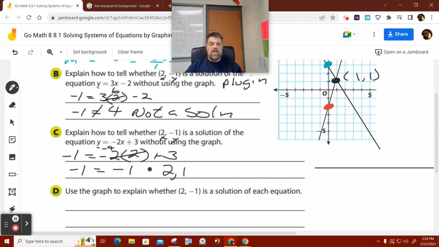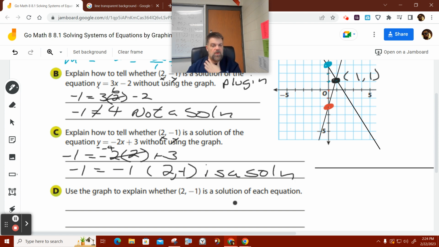What's negative 4 plus 3? So negative 1 does equal negative 1. So 2 comma negative 1 is a solution. Okay? So that is a solution.